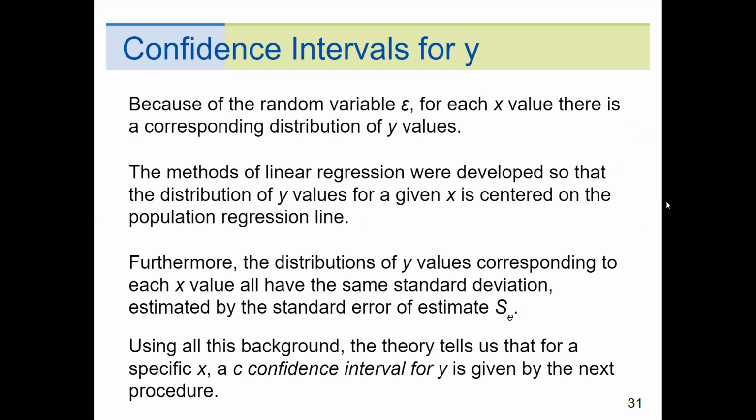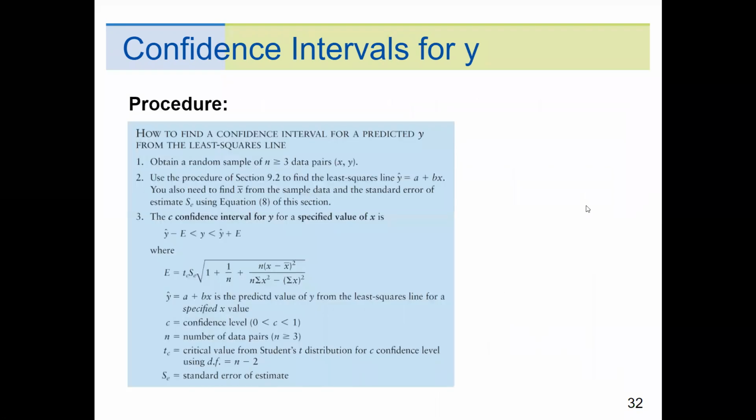Because of the random variable epsilon, for each x value, there is a corresponding distribution of y values. The methods of linear regression were developed so that the distribution of y values for a given x is centered on the population regression line. You guys can pause this and read this to yourselves or write it down. I'm not reading anymore. All right. Go ahead and pause the video to write down your procedure.